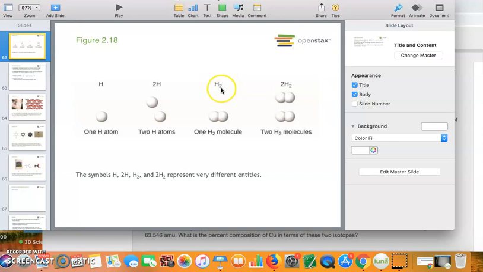H2, notice the 2 is at the bottom. It's a subscript. This is a hydrogen or H2 molecule. It means there's 1 H2 molecule. And then 2H2 means there are 2 hydrogen diatomic molecules, H2. So when you have a coefficient, that represents how many atoms or molecules you have. If you have a subscript, that represents how many atoms there are for that element.